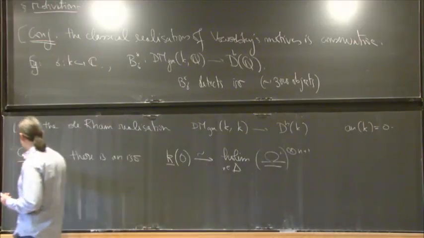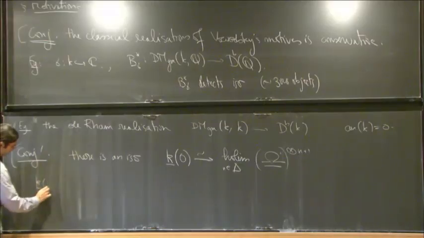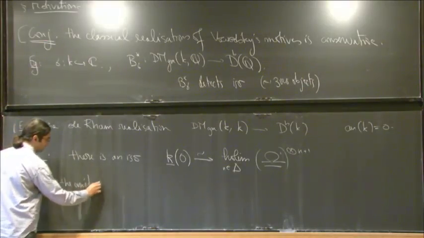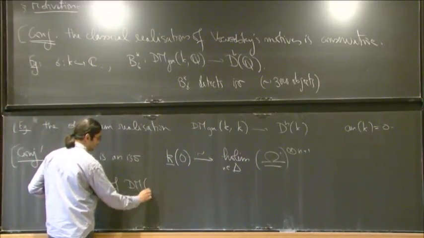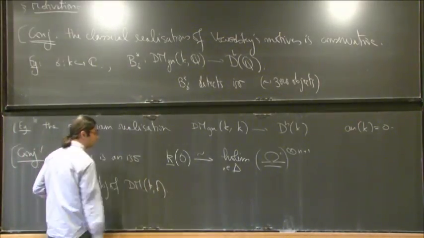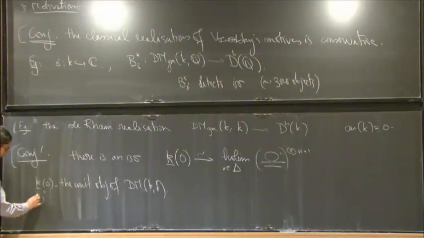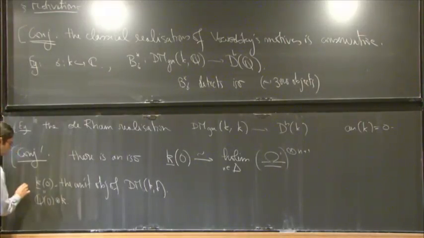And what are the terms? This will be the unit object of this category, which can also be written as Q0, and you just extend the scalars to K.